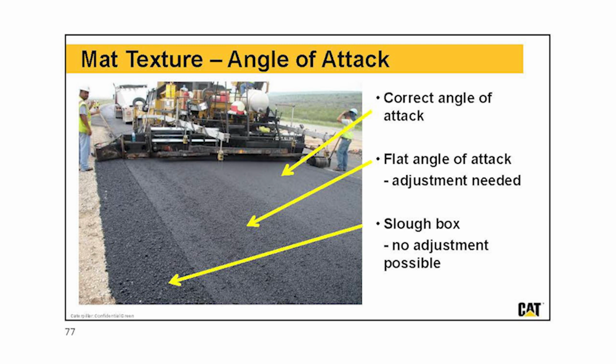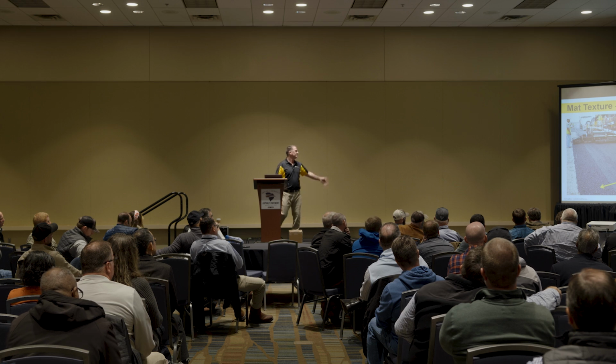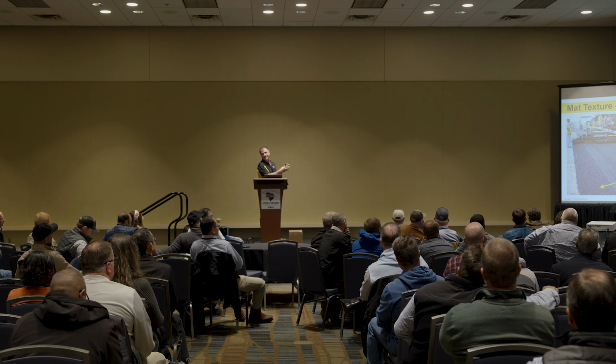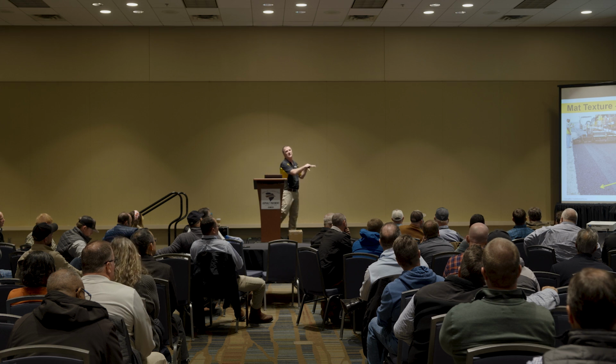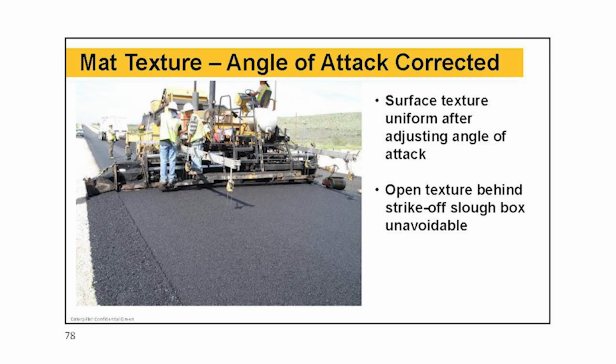Now it's pretty obvious here, right? See that left side, how open it is? Nice and tight behind the main screed. That means my extension isn't running at the same angle of attack. That's an adjustment that I can make, right? And I make those adjustments, now I get a nice uniform texture, right, all the way.